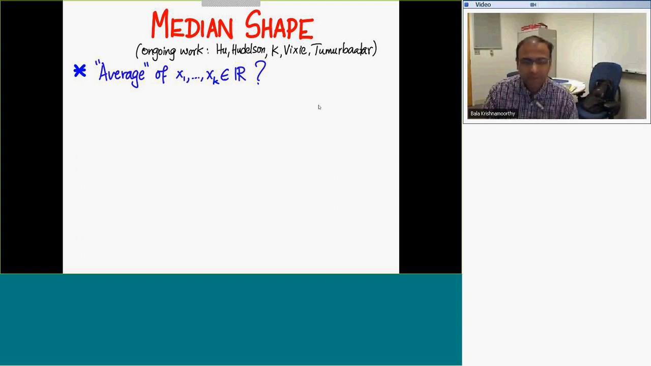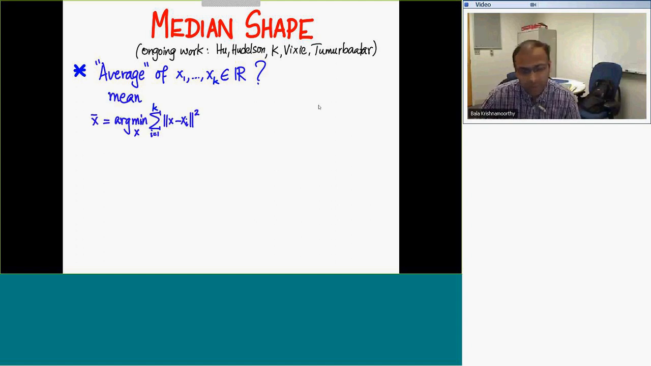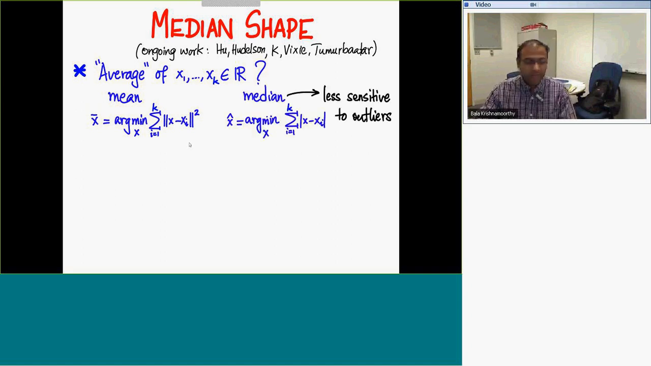So if you have a bunch of numbers, the average of them is fairly well studied. Everybody knows. You can think of the mean, which minimizes the sum of squared deviations. Rather, you find the median, which minimizes the sum of absolute deviations. One good property that the median has over the mean is that it's less sensitive to outliers. And this is in one dimension.